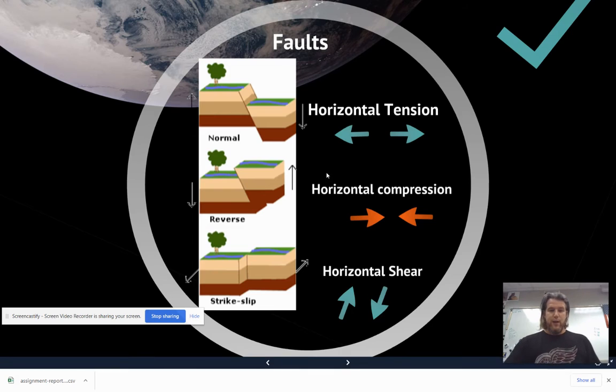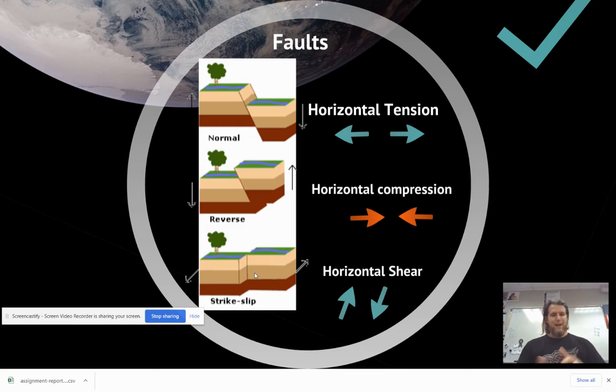And then you can see the strike slip faults, which are the horizontal shear. So this is also called transform or transverse. You can see there's been no vertical motion. It's just simply side by side, just sort of offsetting things.